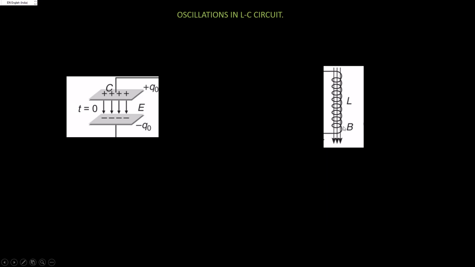The physics behind it. In capacitor plates, the energy is confined in the electric field when it is fully charged. Now it discharges and current flows through the circuit and energy is transferred to the inductor. When the capacitor is fully discharged, the energy confined in the magnetic field of the inductor is supplied to the circuit and the capacitor plates are again charged but in the opposite direction. So let us study the mathematics.